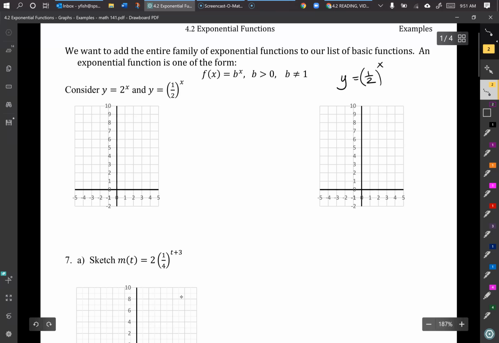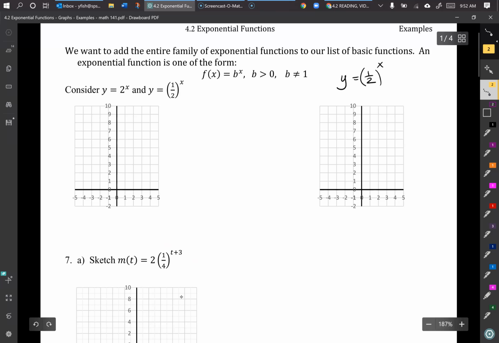So if you do these on your own, rather than watching through the whole video, that's fine, you can do that, but I want you to compare and contrast, especially these two, and see how they're different when we have a 2 for a base versus 1 over the 2. So basically the inverse there, 1 over b, whatever this is, and how it changes and how it looks.